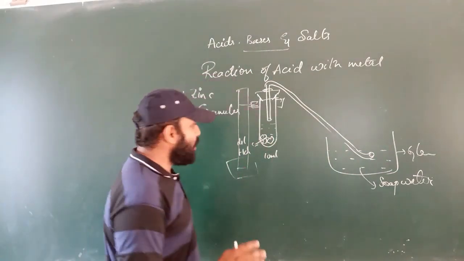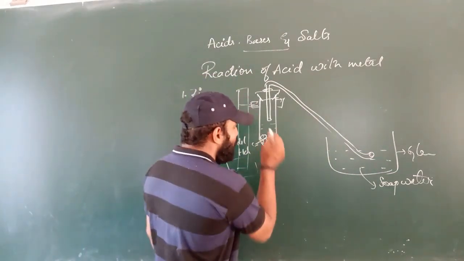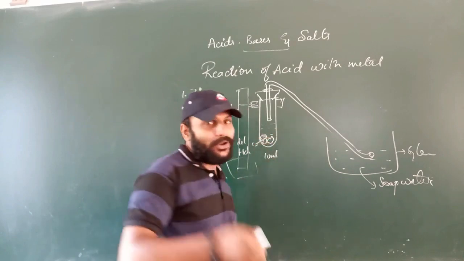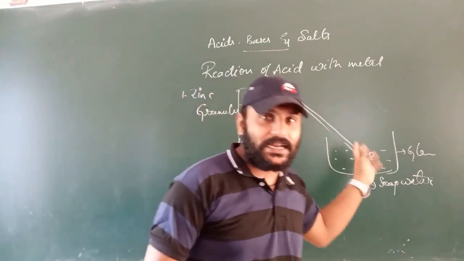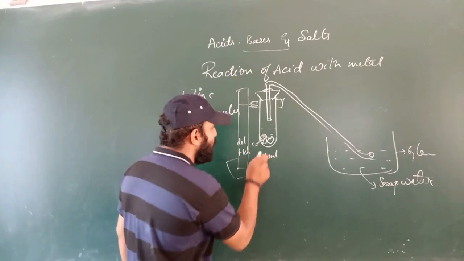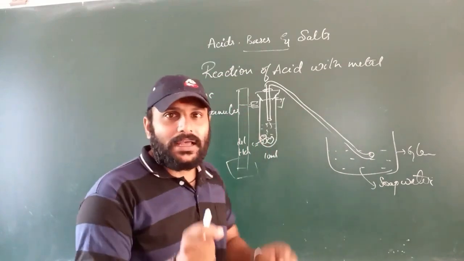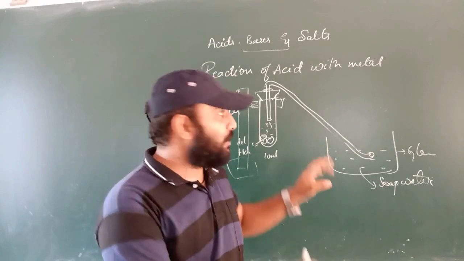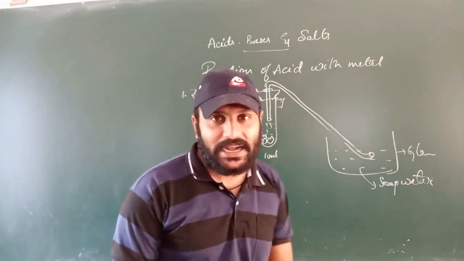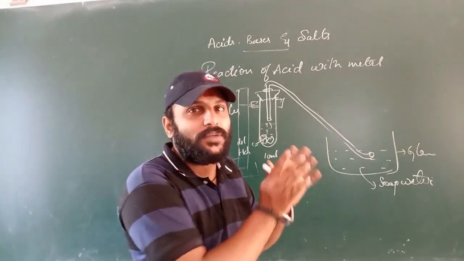Now after a few minutes we can observe small bubbles forming on the surface of the zinc granules. So some sort of gas is formed. Gas forming means there must be a reaction taking place between the acid and the metal. Due to that reaction, some sort of product is forming there.